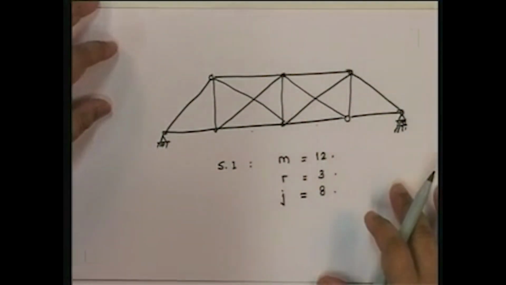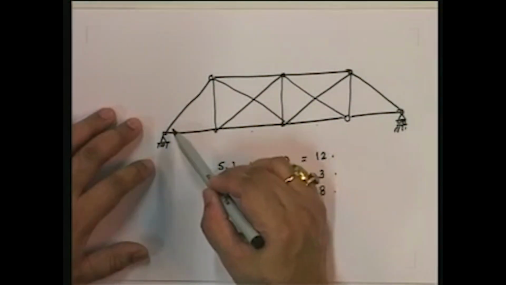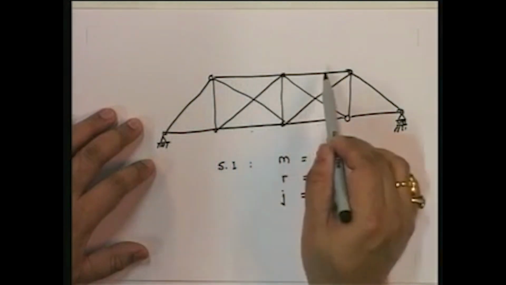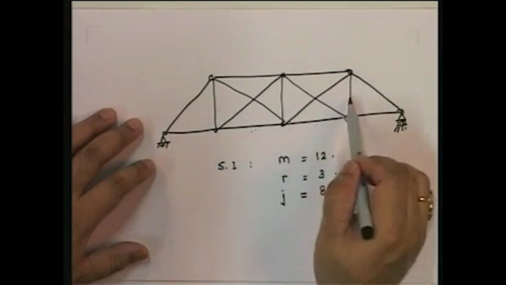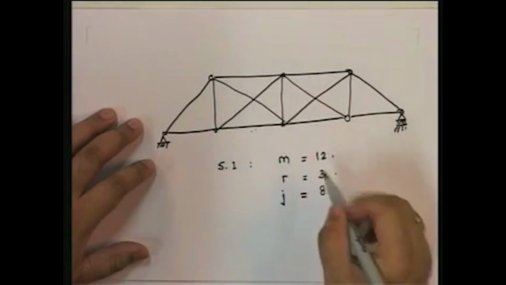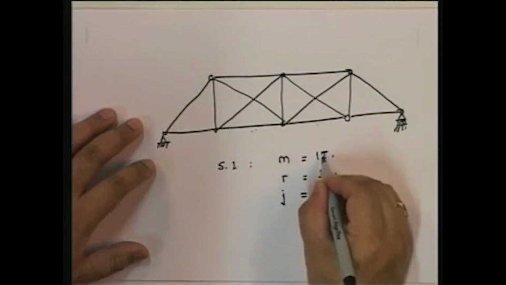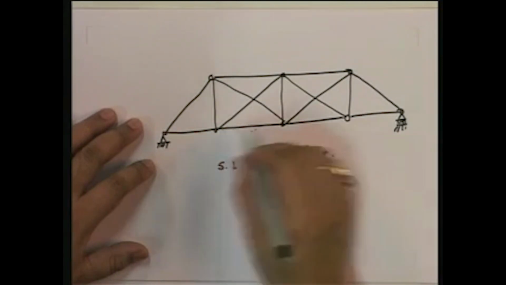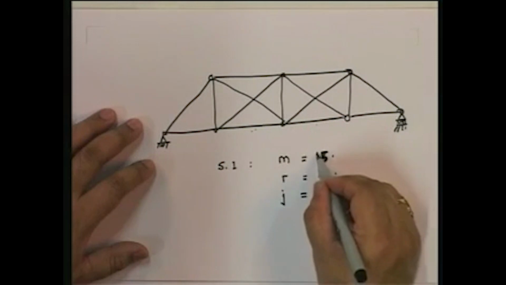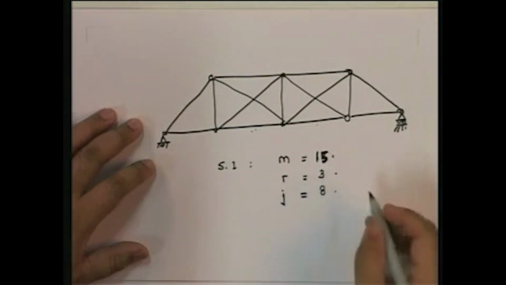Okay. So if you look at it, how many members do we have? 1, 2, 3, 4, 5, 6, 7, 8, 9, 10, 11, 12, 13, 14, 15. So we have 15 members. I missed the 3 verticals when I was doing the computation. So there are 15 members.